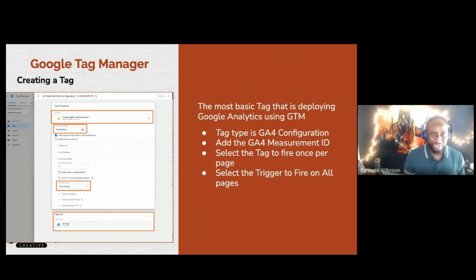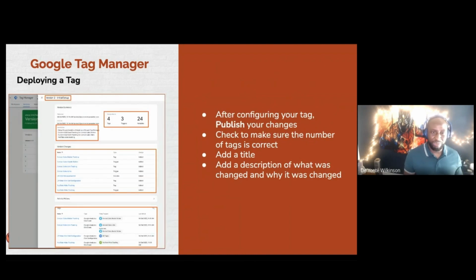It's pretty easy to do this. You just select the Google Analytics 4 configuration type, put in your container ID, and select that you want your Google Analytics 4 tag to fire once per page, selecting all pages. One of the other great things about Google Tag Manager is that it's been built on this idea of deploying tags. When you deploy a tag within Google Tag Manager, it allows you to see the previous versions that were deployed, so you can easily roll back to previous versions of a tag.